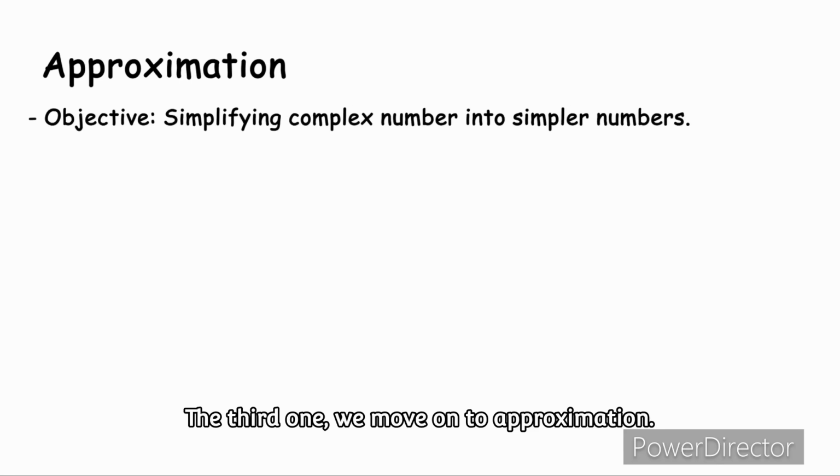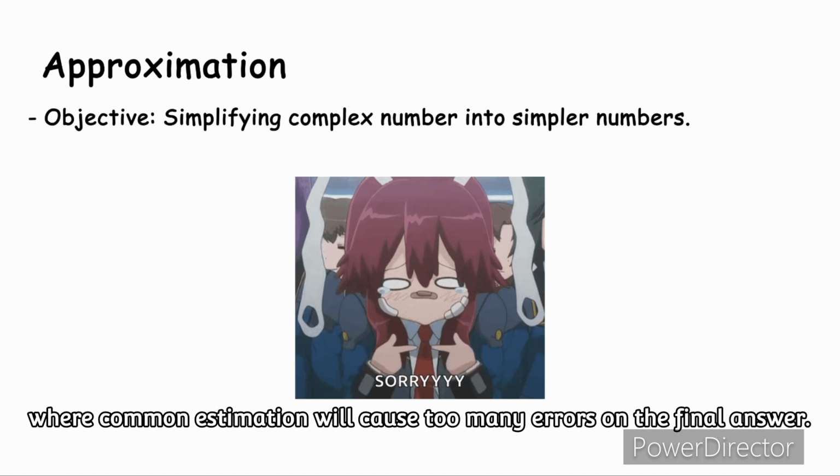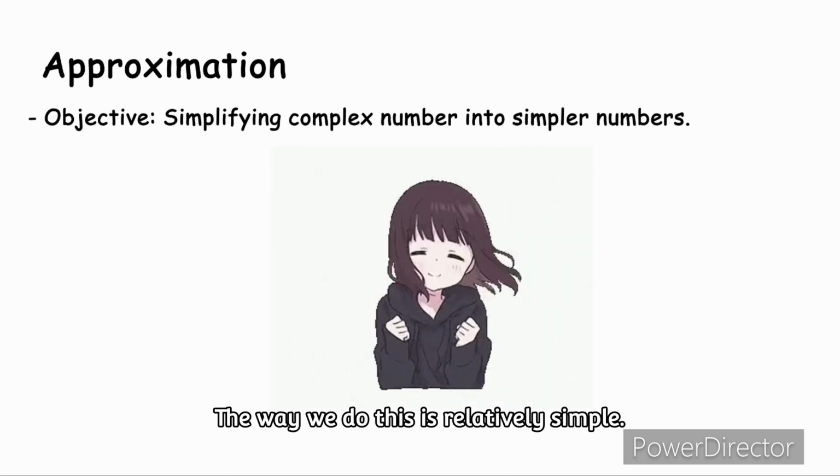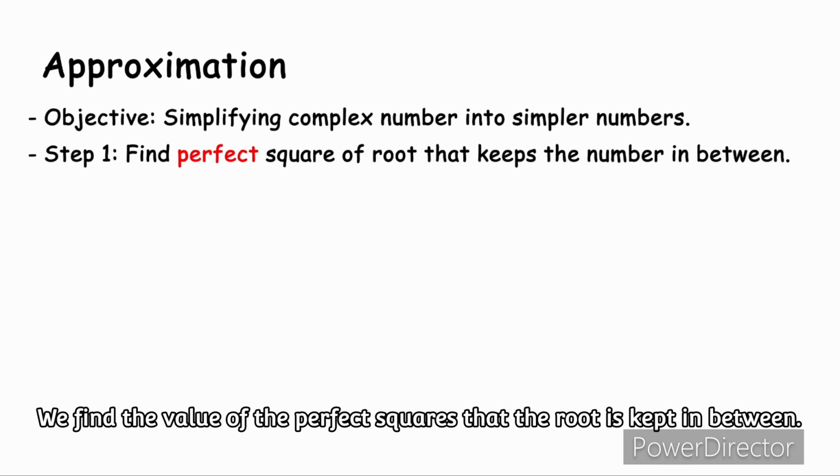The third one, we move on to approximation. This is usually used in more complex stuff such as roots, where common estimation will cause too many errors in the final answer. The way we do this is relatively simple. We find the perfect squares that the root is kept in between.